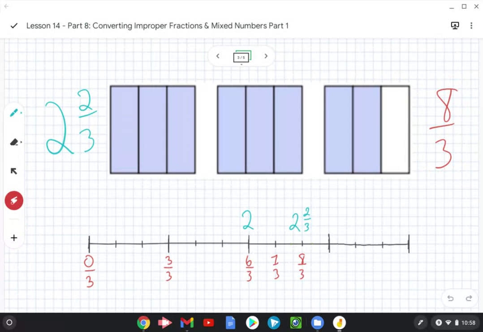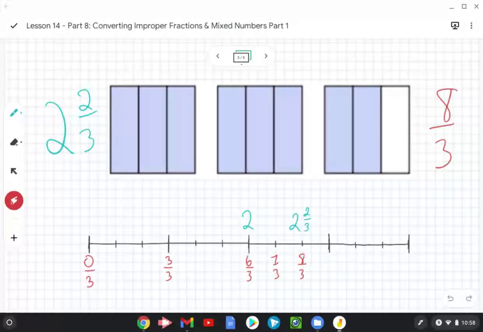Okay, some examples have already been done for you on the page. Look at those examples if you need help or ask me. All right, let's get to it.